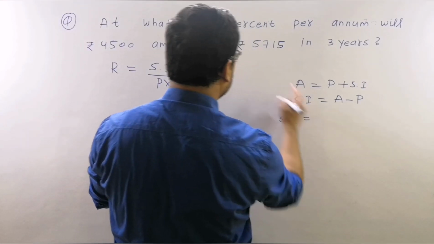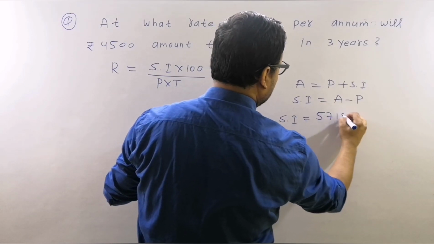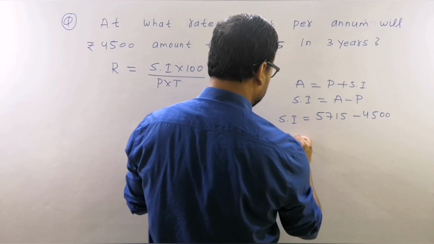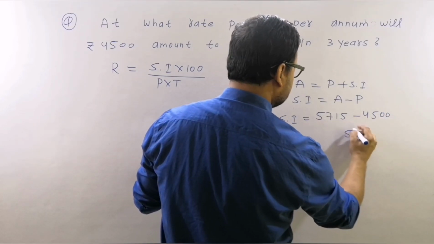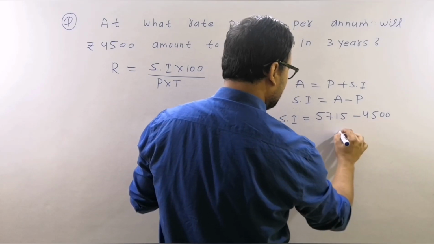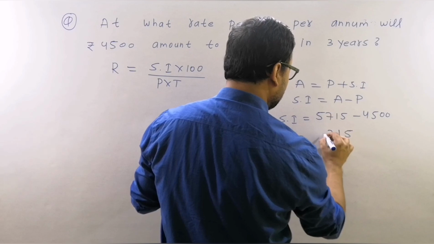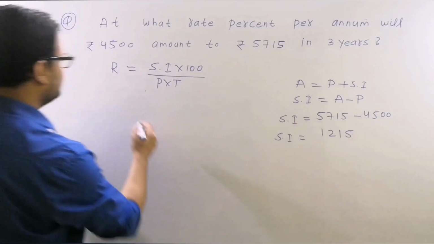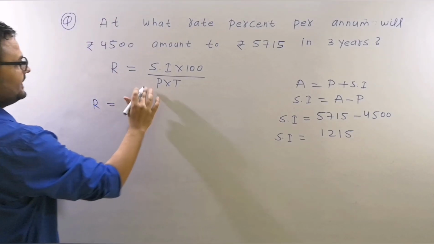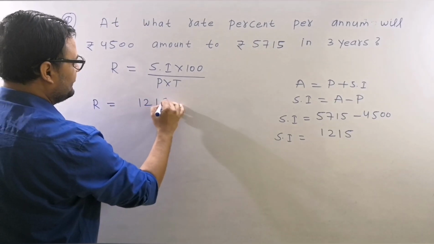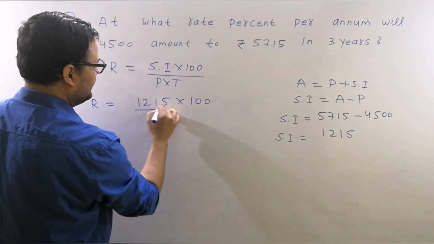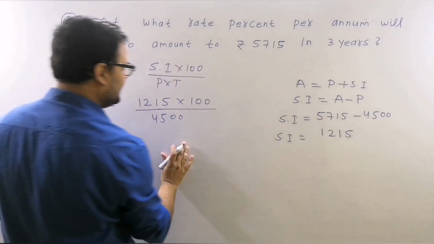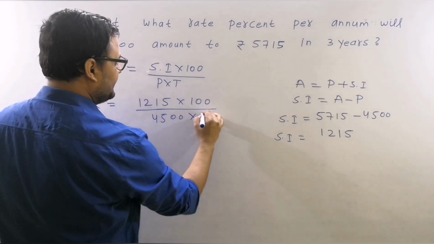So SI is going to be: amount is 5715 minus P, that is 4,500. When we simplify, I'll get 5 minus 0, 5; 1 minus 0, 1; 7 minus 5, 2; 5 minus 4, 1. So 1215, I got the SI. Now I'll put in all the values. So rate equals SI, it is 1215 into 100, and P is 4,500. Always P will be less than the amount. Into time, that is given as 3 years.